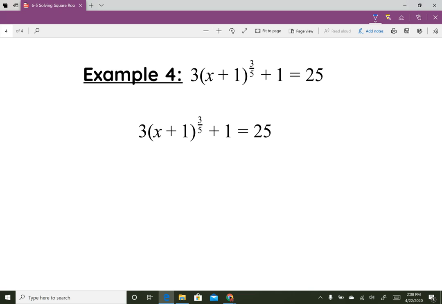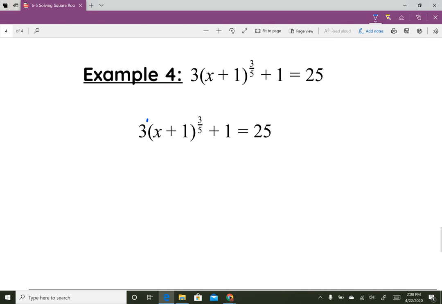Here we're going to talk about solving a radical equation that has rational exponents. However, now we got an odd index, an odd exponent, so we're not going to have to worry about turning this into an absolute value equation. So let's go ahead and attack this thing.